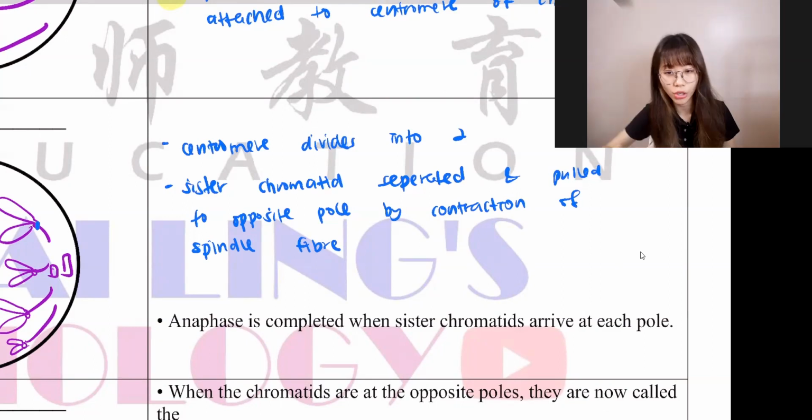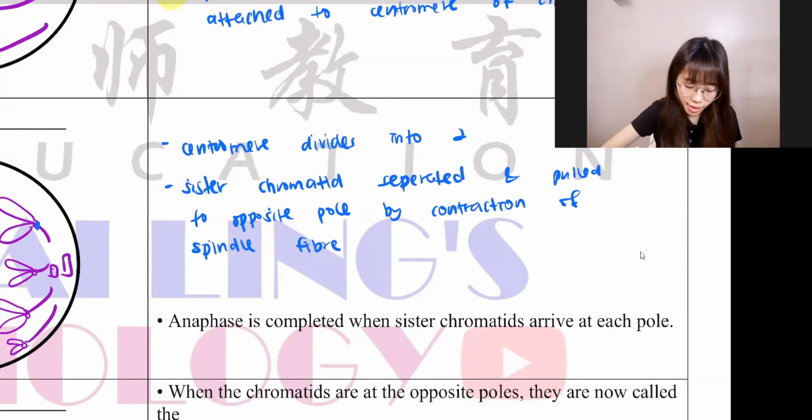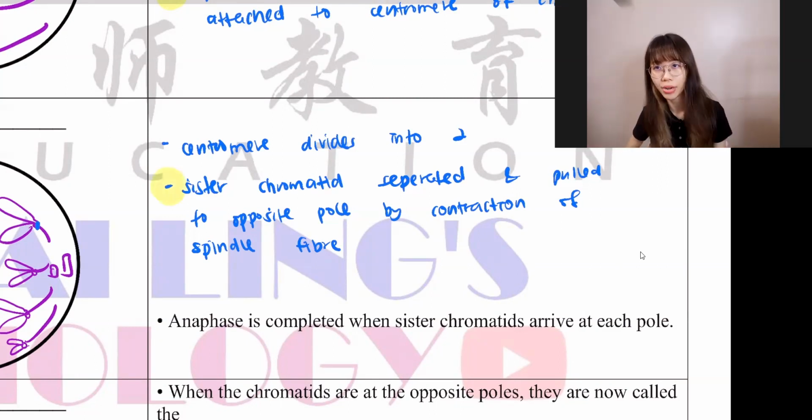There's one more sentence here, which is anaphase is completed when sister chromatid arrive at opposite pole. Same thing, we have to find what? We have to find chromosomal behavior, right? Which one is chromosomal behavior? This sentence here is a chromosomal behavior. Sister chromatid separated and pulled to opposite pole by the contraction of spindle fiber.